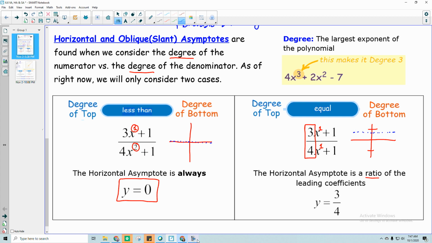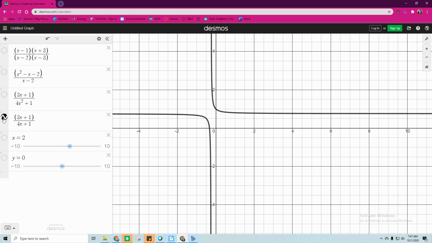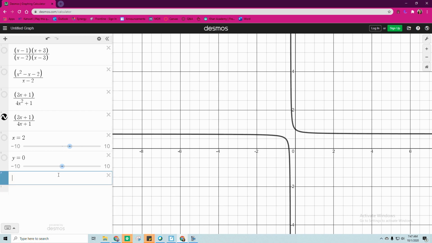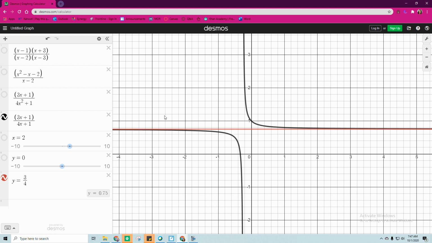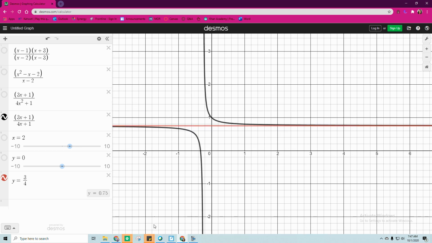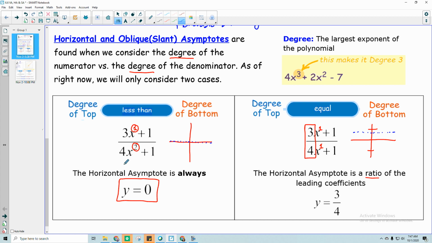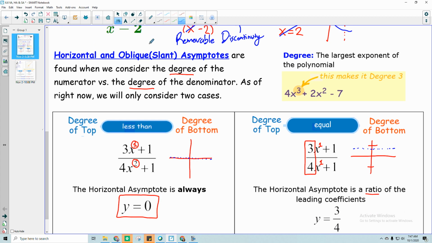So if we graph this, there's our function, and I throw in the horizontal asymptote y equals 3/4. And definitely that is where I see the asymptote for this function. We'll look at 2 other examples of horizontal and oblique asymptotes in the very next video.